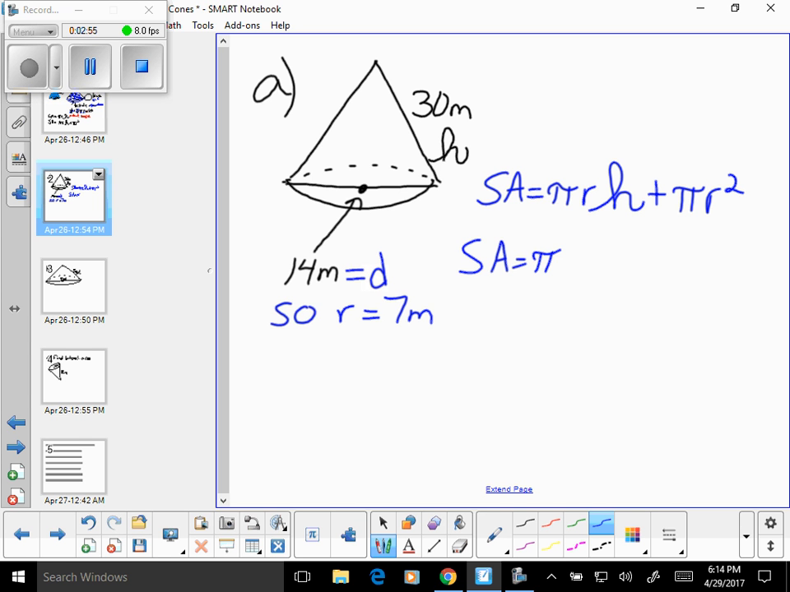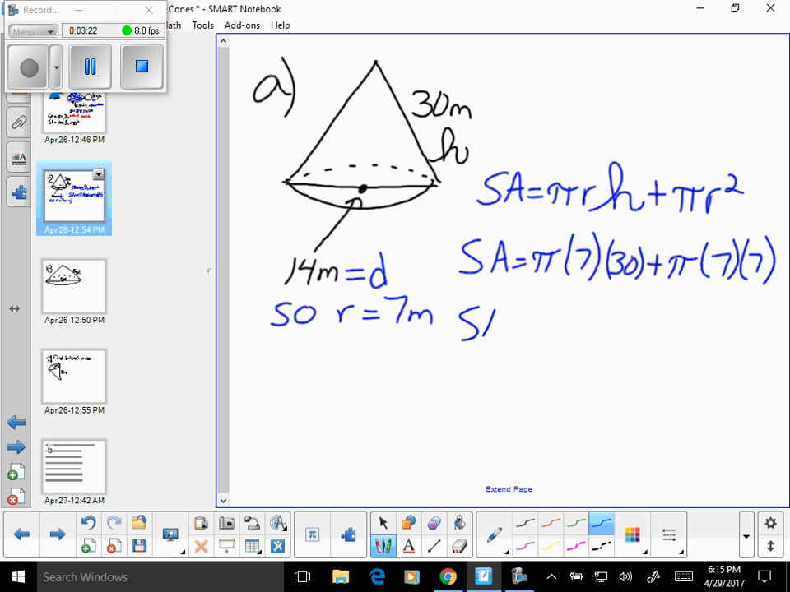Again, we're going to use the radius. You have to be very careful. Sometimes they will give you the radius, so don't just automatically think whatever number I see there on the circle I divide by 2. If they give you the radius, you can just use the radius. So we're going to have 7, and the slant height is going to be 30. Plus pi, and then r squared. Again, you could use 7 squared. I have a tendency to write 7 times 7.